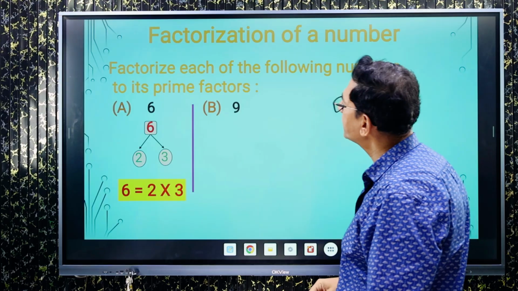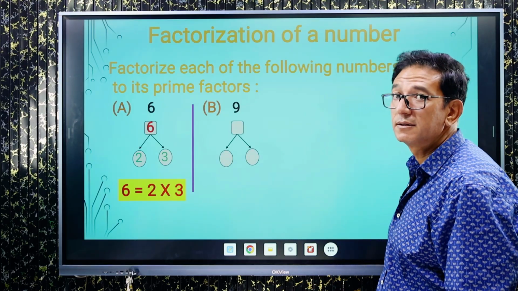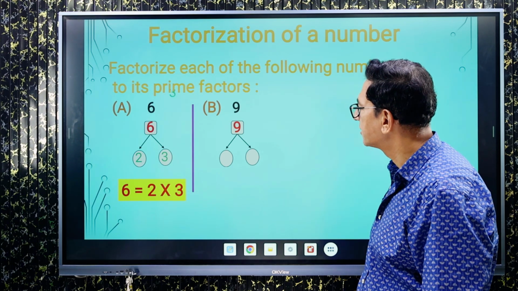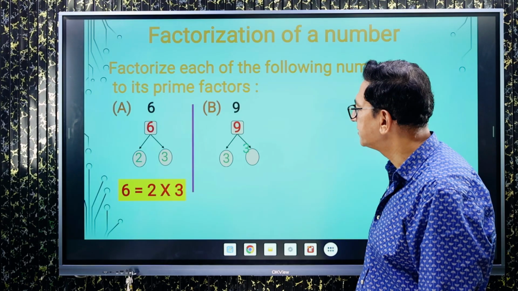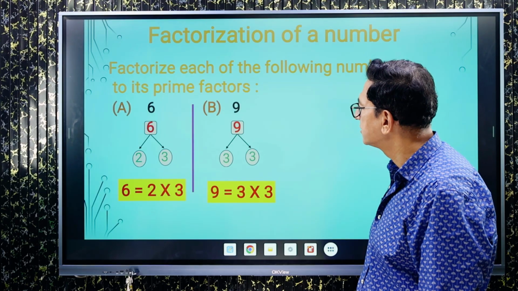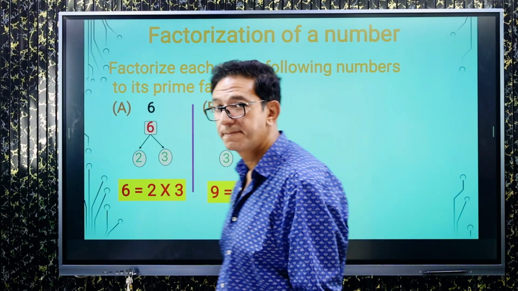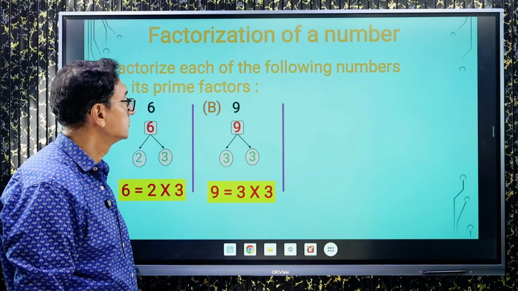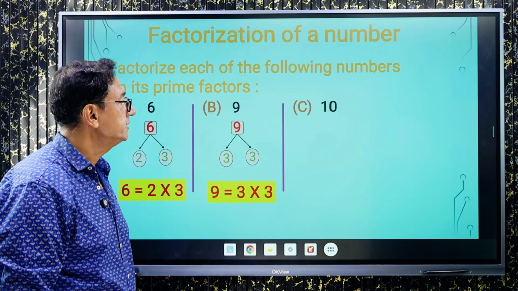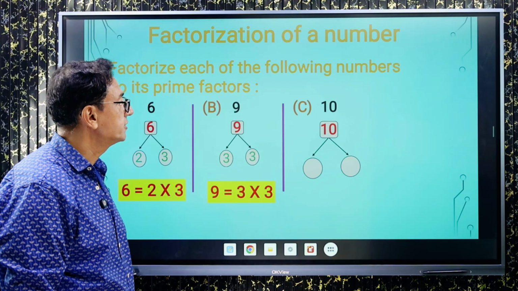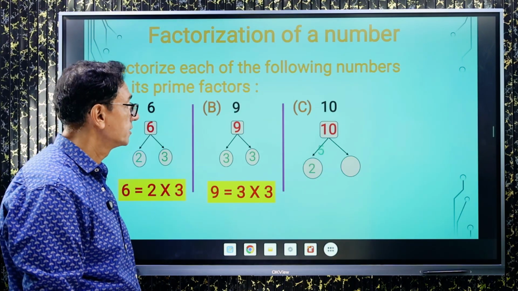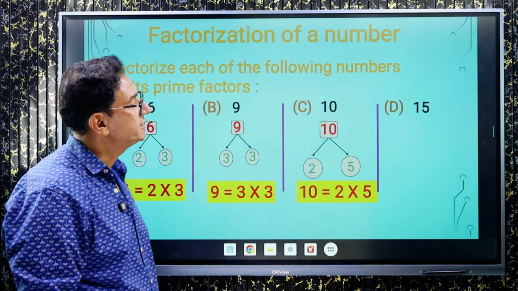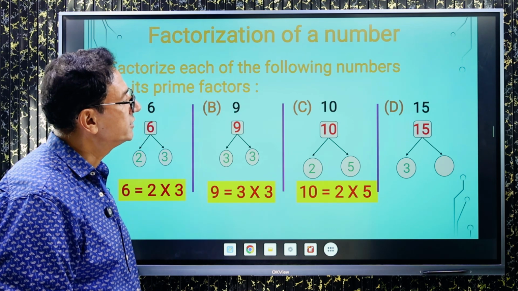Now B, 9. 9 will be 3 times 3. C, 10. 2 times 5 gives 10. 15. 3 times 5 equals 15.